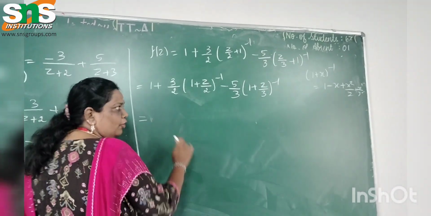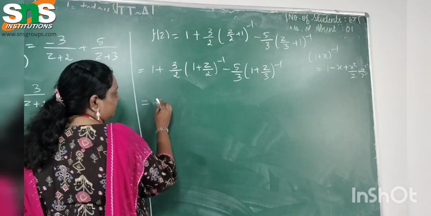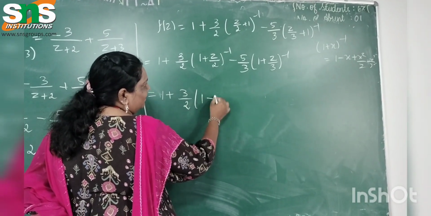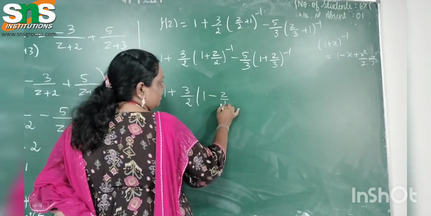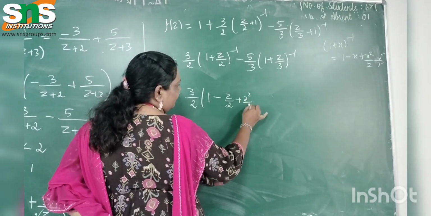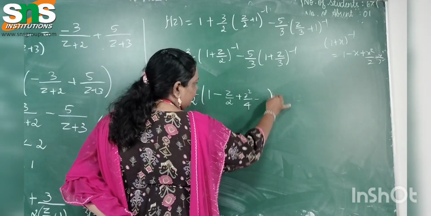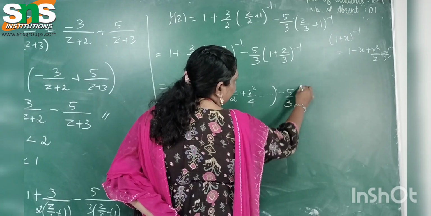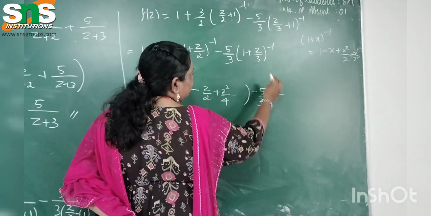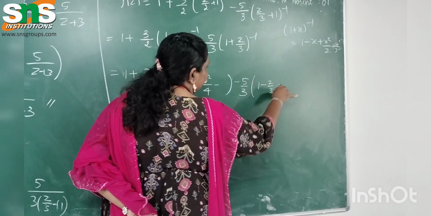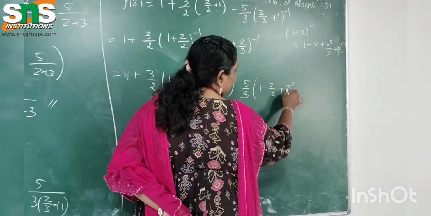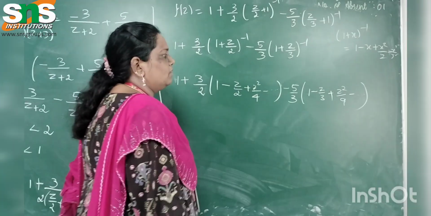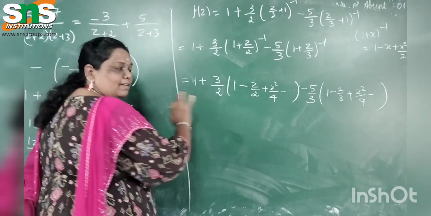Now we are going to apply the binomial expansion formula here. So we will get 1 plus 3 divided by 2 into 1 minus x, so nothing but z by 2, plus x square, so z square divided by 4, minus up to etc. Leave this as it is. Next we will get minus 5 divided by 3 and then 1 minus x, so z by 3 plus z square, the value of z square is z square divided by 9, minus up to etc. So continuing this we will get the function like this.